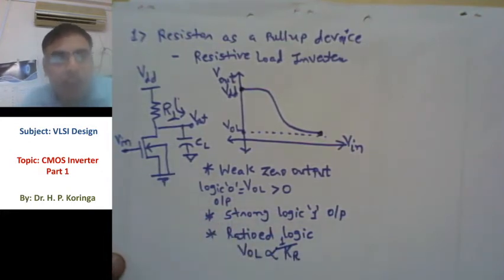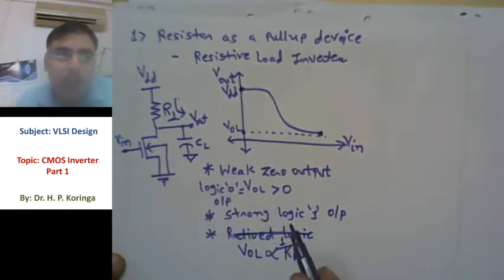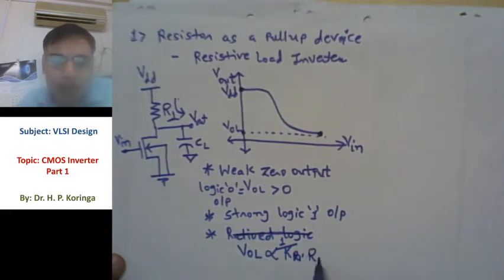So it is called ratioed logic, or its VOL value depends on the transconductance. Here the pull-up device is a simple resistor in the resistive load inverter, so we cannot say it is ratioed, but we can say the specification parameter depends on the transconductance value, or the RL into transconductance, right?